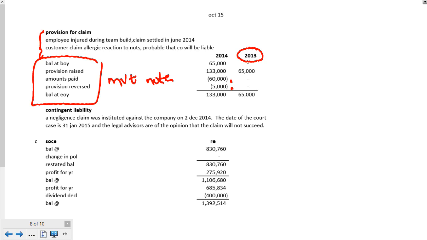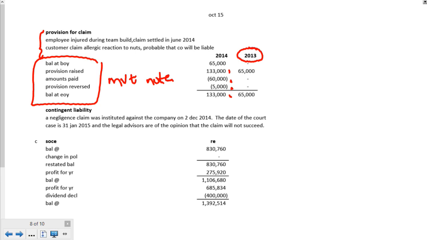And then there's the second claim, which is for the customer that ate the chocolate with the nuts. Yeah? And so that claim is for 133. They think that we will be liable because we didn't have anything on our packaging. And so that's the balance at the end.